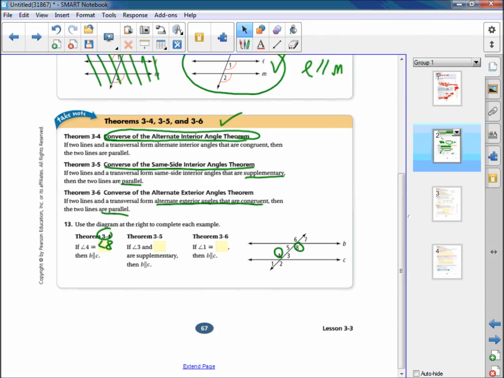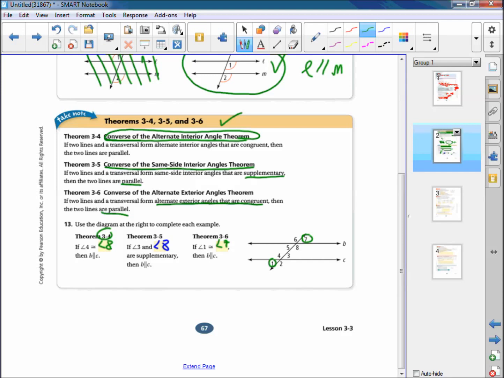Okay. 3.5 was about same side interior, and same side interior is supposed to be supplementary. So if 3 and 8, which are inside B and C and on the same side, are supplementary, then B and C would be parallel. And then our last one was about alternate exterior. So let's erase here for a second. So alternate exterior was 1. It's going to be in the exterior on the alternate side, which is 7. So 1 and 7. So if 1 and 7 are congruent, then once again, B and C are parallel.